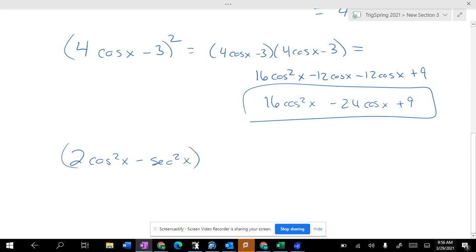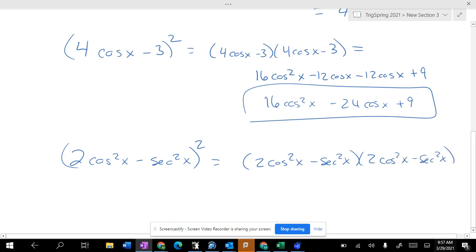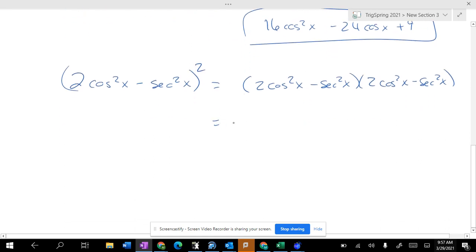All right, this one, quantity squared. So you write it twice and FOIL. Two times 2 is 4 cosine to the 4th x. Outers is minus 2 cosine squared of x secant squared of x, minus 2 cosine squared of x secant squared of x, plus secant to the 4th x.